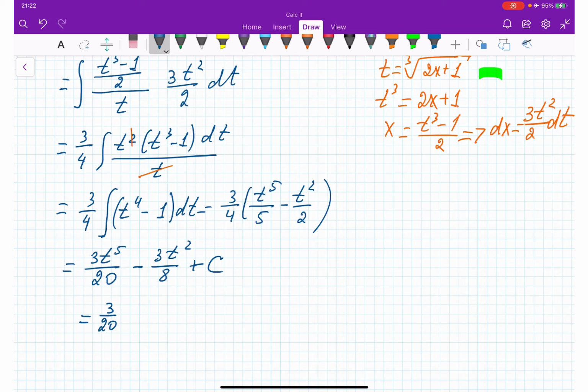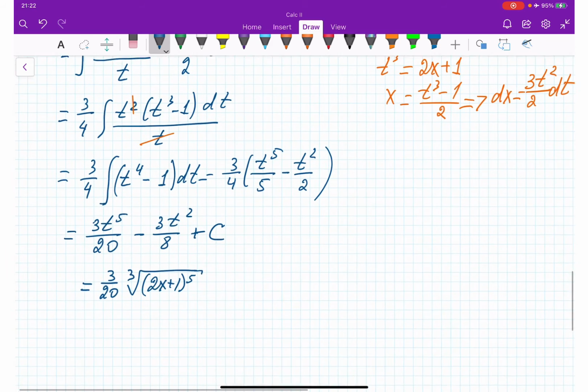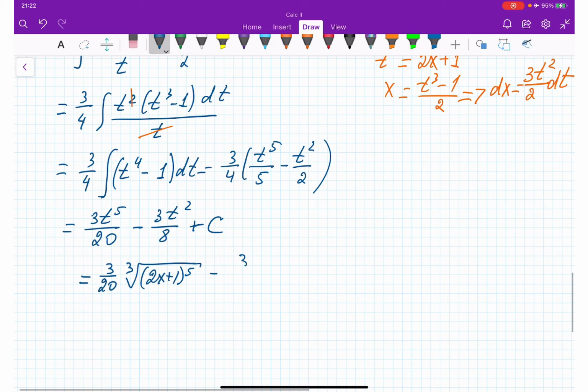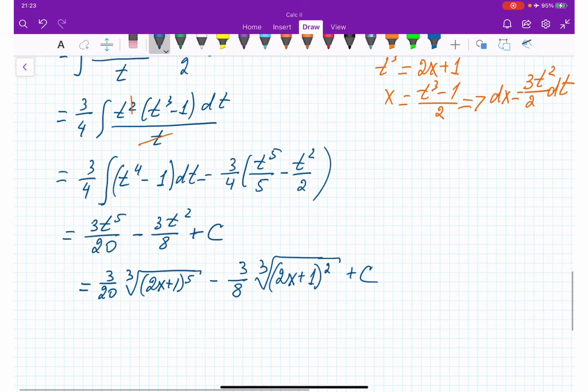3/20 cubic radical 2x plus 1 to power 5 minus 3/8 cubic radical 2x plus 1 to power 2 and plus c. All right.